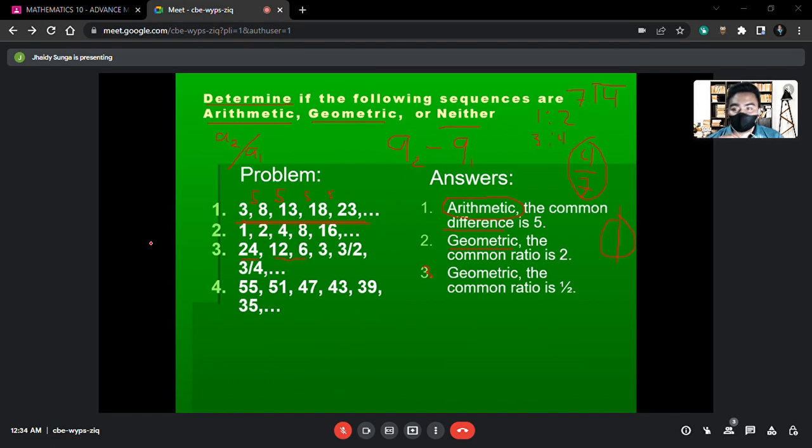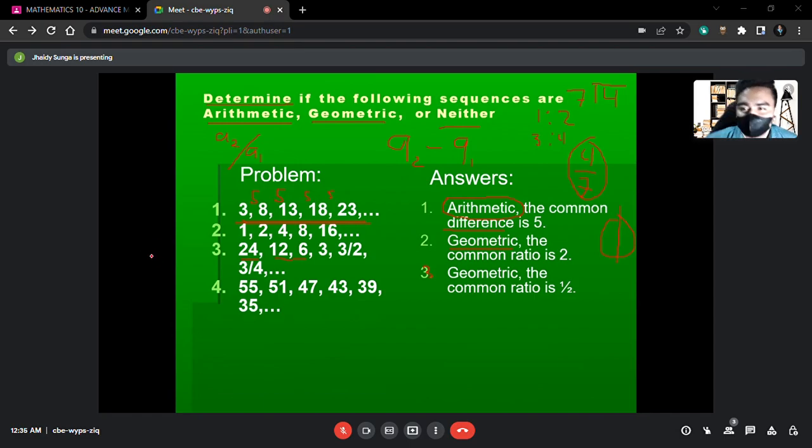So, as we already discussed a while ago, in arithmetic, the operations that are commonly used are addition and subtraction, right? So aside from addition, we also use subtraction. And if you will see, the first thing we need to do is to find the pattern, then the common difference, right?